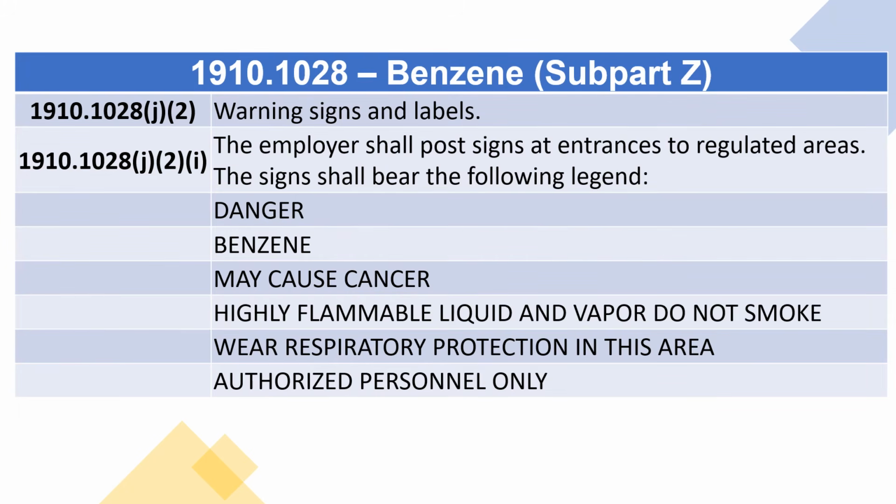1910.1028 J(2). Warning signs and labels. 1910.1028 J(2)(i). The employer shall post signs at entrances to regulated areas. The sign shall bear the following legend: Danger. Benzene may cause cancer. Highly flammable liquid and vapor. Do not smoke. Wear respiratory protection in this area. Authorized personnel only.